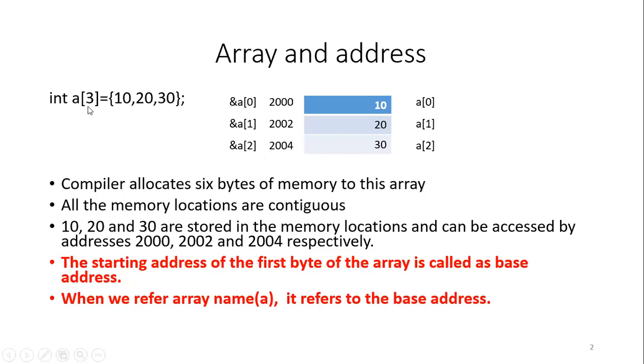Now, whenever we use arrays like this, when we refer to the name of the array, like a, it will give the starting address allocated to the array. So in this case, the compiler allocated 6 bytes of memory and all the 6 bytes are allocated contiguously. That means from 2000, it will allocate 6 continuous memory locations, 2001, 2, 3, 4, and 5. And when we refer to the array name, it always refers to the base address, that is the starting address of the array.